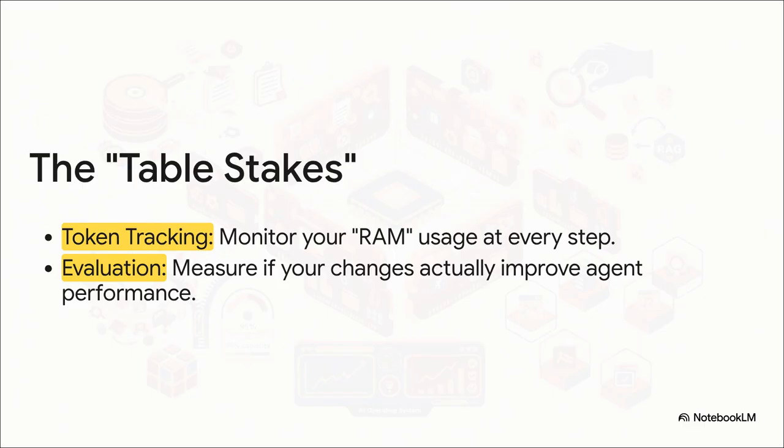And those table stakes are basically 2 things. First, token tracking. You have to be able to see how much RAM your agent is using at every single step. Second, evaluation. You need a rock-solid system to measure if your changes are actually making things better. I mean, compressing your context is totally useless if it makes the agent's performance worse, right? You have to track and you have to test.